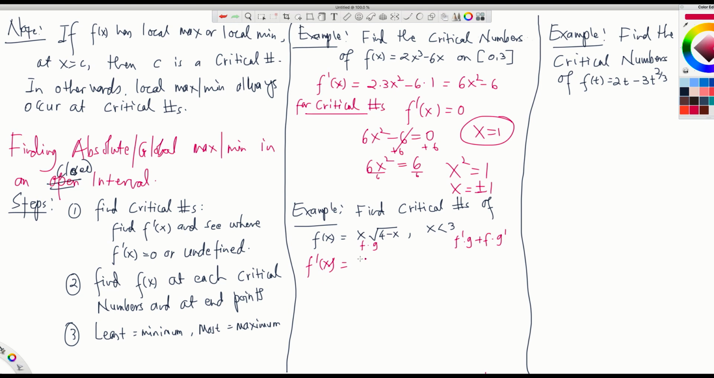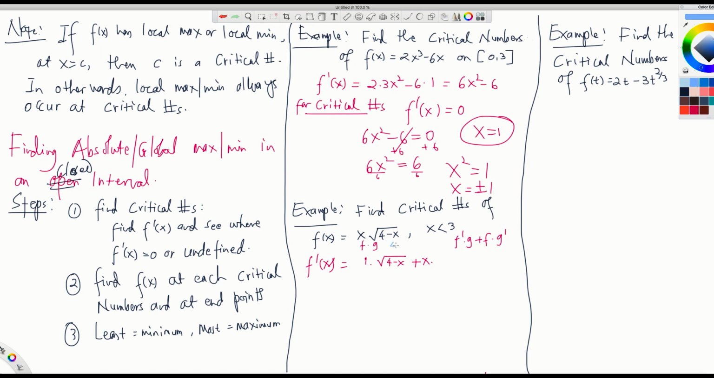So f prime is 1 times g, which is root under 4 minus x. You see that? And then plus, what do you get? Plus f times g prime. What is the derivative of root under 4 minus x? How do you find out that derivative?